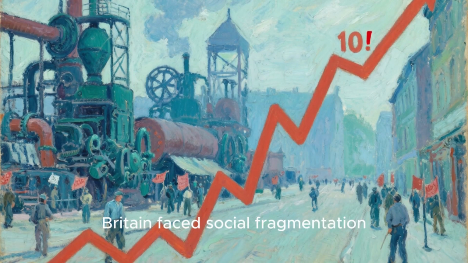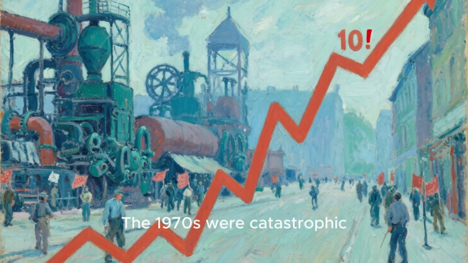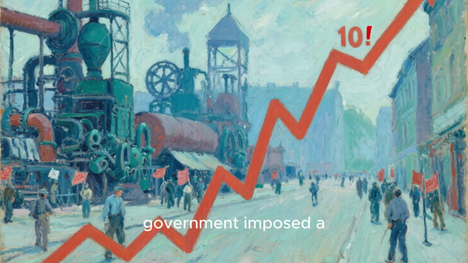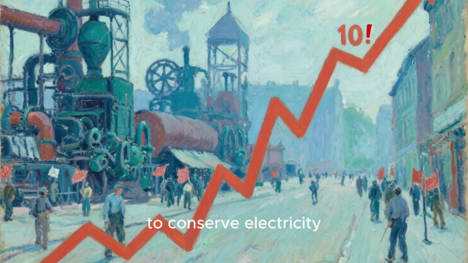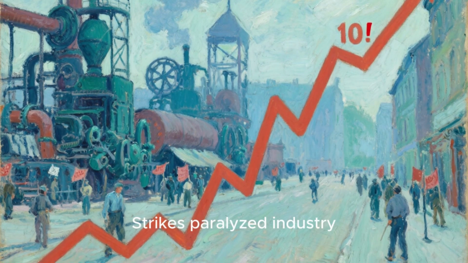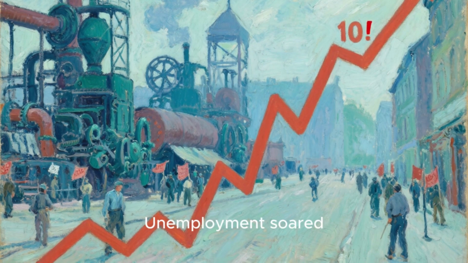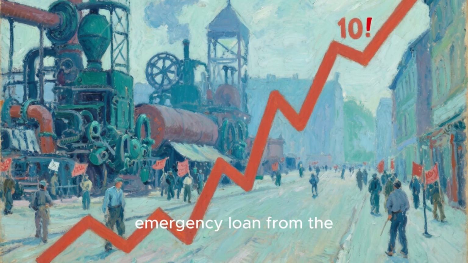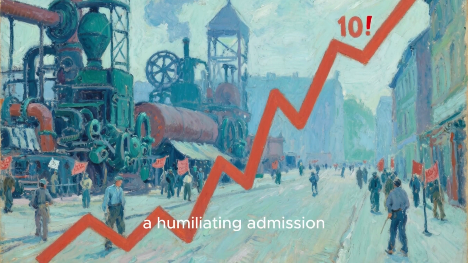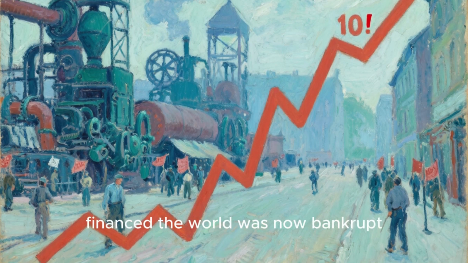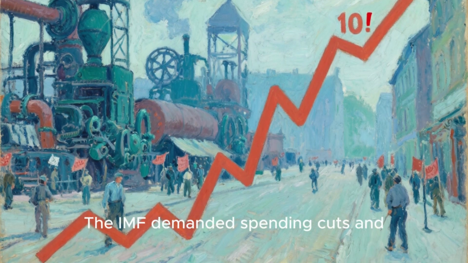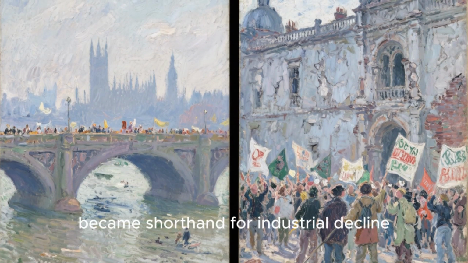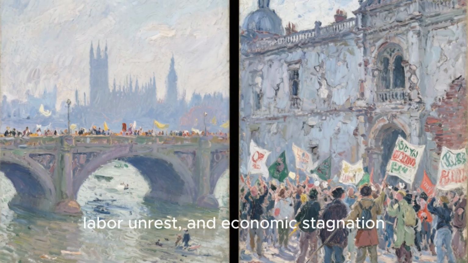Domestically, Britain faced social fragmentation and economic chaos. The 1970s were catastrophic. Inflation hit 25% in 1975. The government imposed a 3-day workweek in 1974 to conserve electricity. Strikes paralyzed industry. The pound collapsed in value. Unemployment soared. In 1976, Britain was forced to request an emergency loan from the International Monetary Fund, a humiliating admission that the country that had once financed the world was now bankrupt. The IMF demanded spending cuts and economic reforms as conditions. The British disease became shorthand for industrial decline, labor unrest, and economic stagnation.